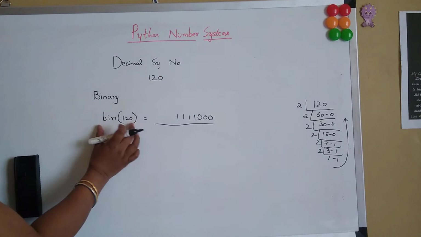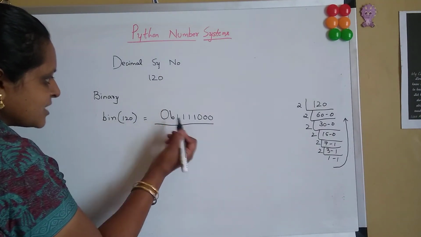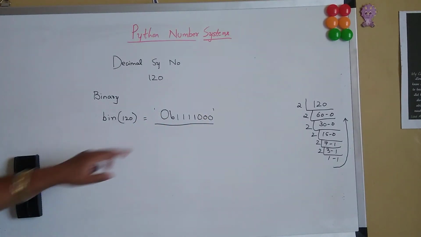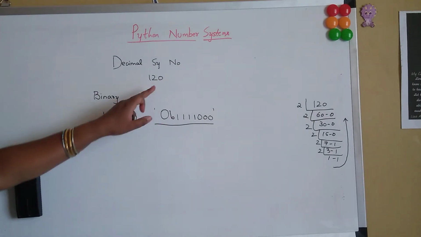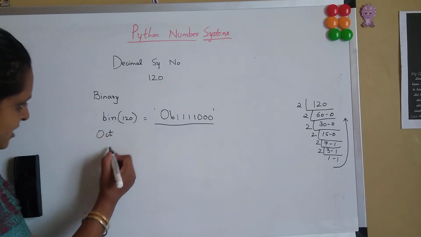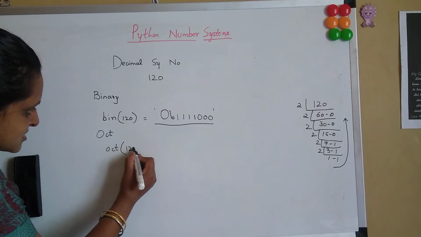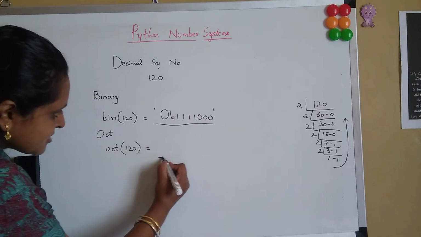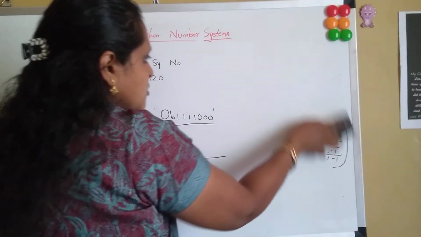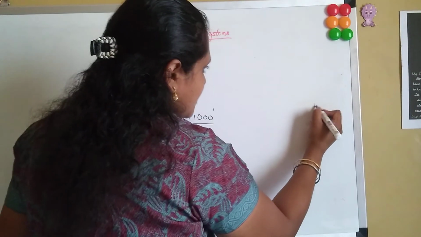And when Python gives out this number, it will prepend it with a 0 and a small b and give it out in a string representation. So this is how Python returns the value of 120. Now let's check out the octal format. For that, Python has got a built-in function oct, and if you pass the value 120, it will return it in octal format. So let's check out what is the value of 120 in the octal format.